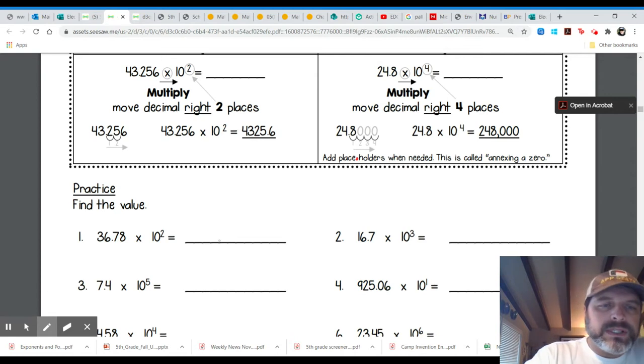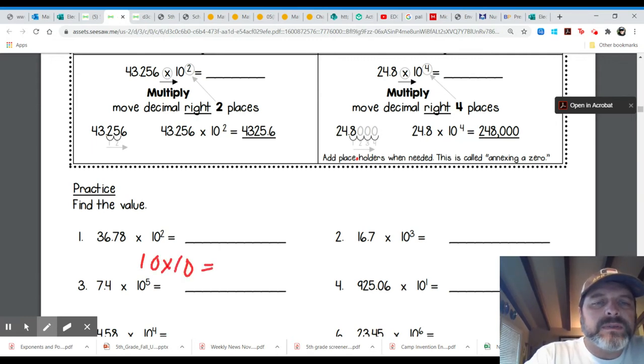Okay. So what we're gonna do here is we notice that this is 10 to the second power. Now, if I multiply 10 times 10, it's equal to 100. So we're really multiplying by 100. For every zero, you move the decimal over one place value. It gets bigger. So I want you to think about 36. Forget the 0.78. So 36 times 10 would be 360 because we added a 0, right? And then 36 times 100, you would add 2 zeros, so that would be 3,600.